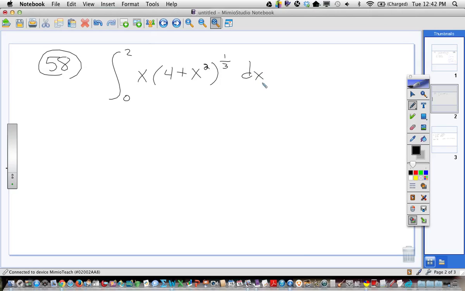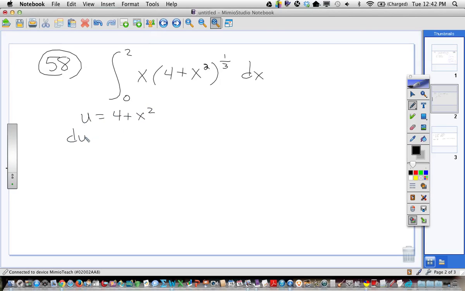I mean, as soon as you see a square root or a cube root, you should be writing 1/2 power, because all of our derivatives and antiderivatives need to have a power. So right away, you should write it that way. And so what is your thought for your u? 4 plus x squared. The inside, right, would be a good thought. So 4 plus x squared.